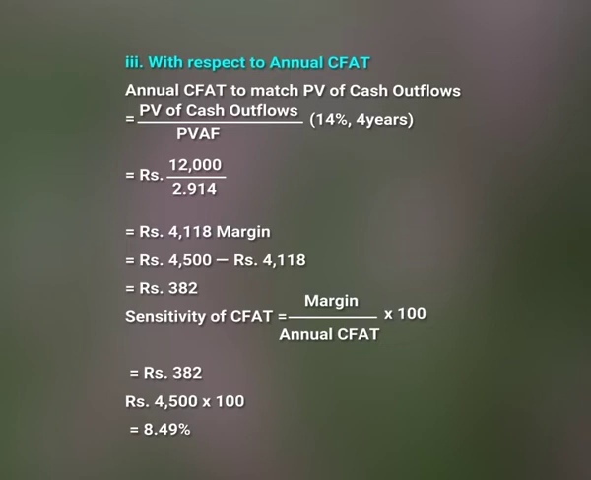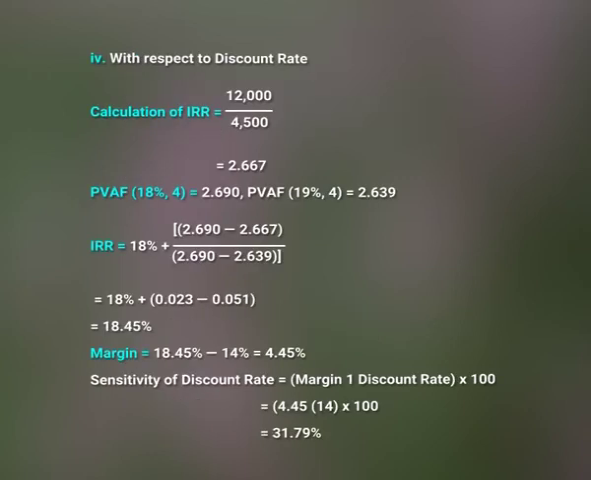So, thus sensitivity of cash flow after tax is equal to margin divided by annual cash flow after tax multiplied by 100, which is equal to rupees 382 divided by rupees 4,500 multiplied by 100, which is equal to 8.49%. Now, next we will see with respect to discount rate.